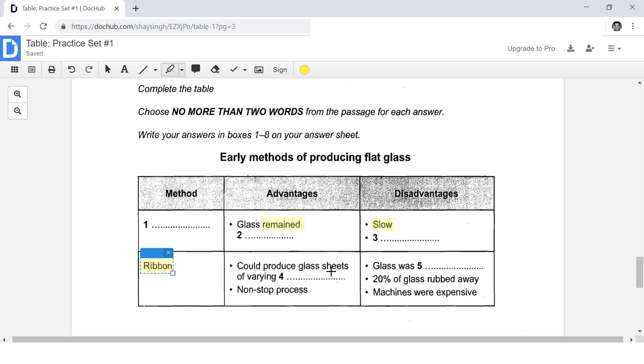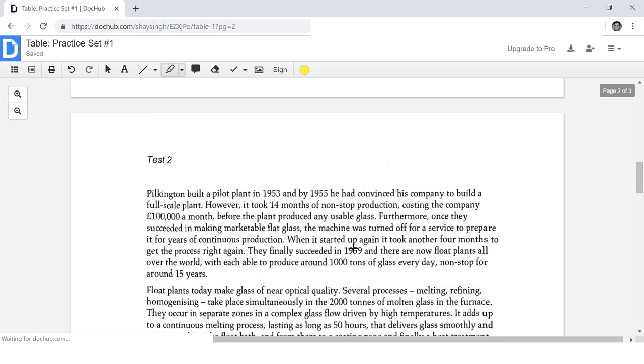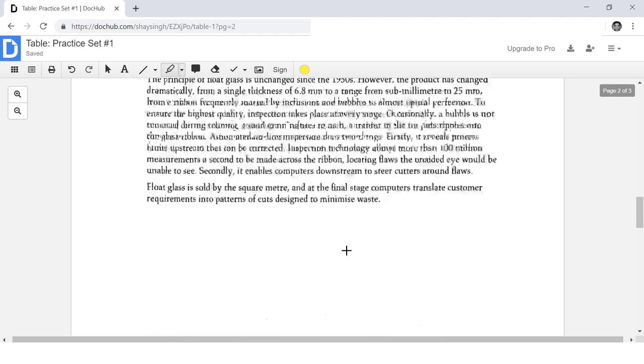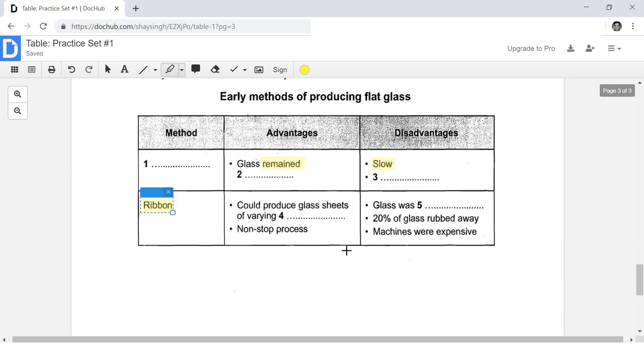Here we have something about producing glass sheets. I'm not sure how useful this term is going to be, glass sheets, because up here we know that it's talking about sheet glass. So the whole article is about that. So this may be a repetitive keyword. So I'm not going to mark that. Rather, I'm going to look for something related to production, something related to varying or different, non-stop process.